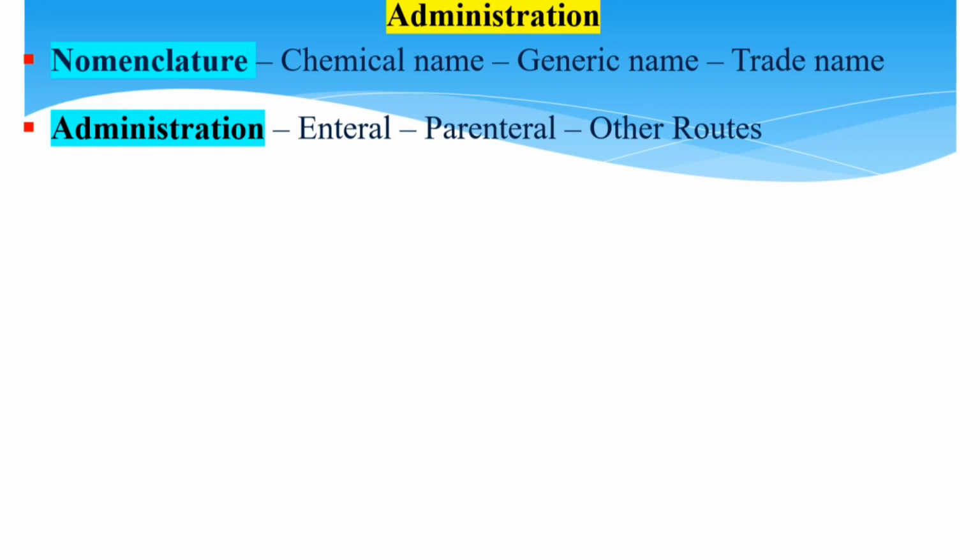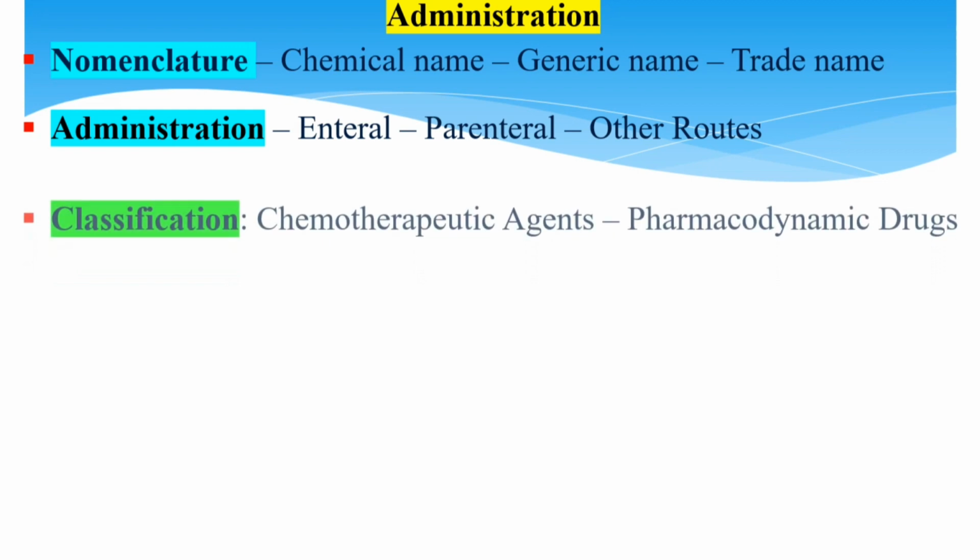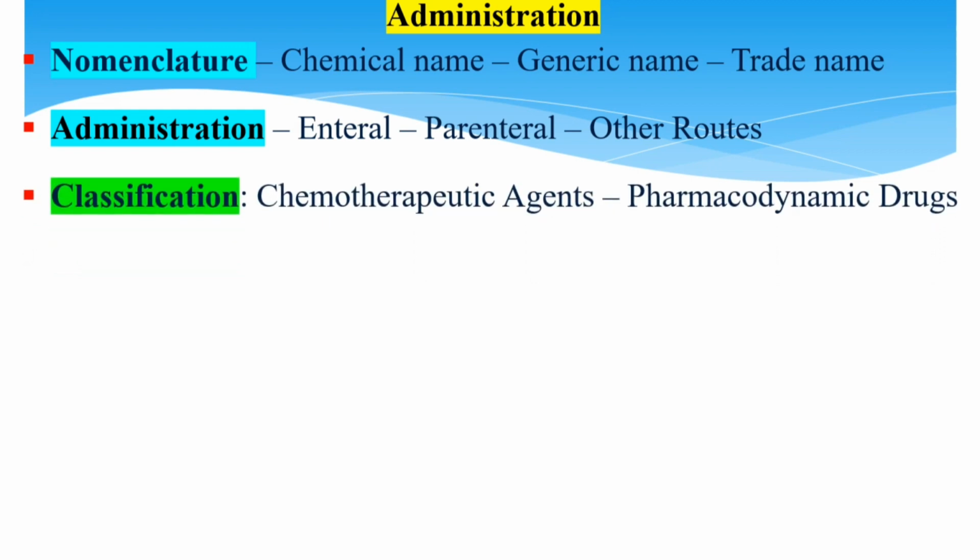Enteral route refers to administering the drug through the mouth or involving the alimentary canal or the digestive tract. Parenteral route pertains to administering the drug outside of the digestive tract, and other routes we have learnt in 2.3 under administration of drugs. The current chapter comes under classification of drugs. Classification of drugs is a big topic or a big chapter.